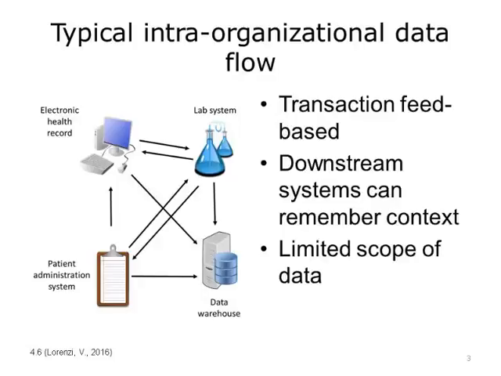In this picture, I show 4 common hospital systems: a patient administration system, an EHR, a laboratory information system, and a clinical data warehouse. Each of these systems typically shares data with each other. Often the interface type within an organization is transaction feed-based. This means that when a transaction occurs on one system that represents an event of interest to other systems, an event-related message is created and fed to the interested system.